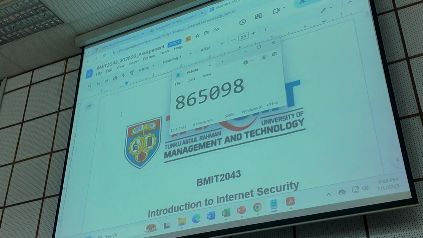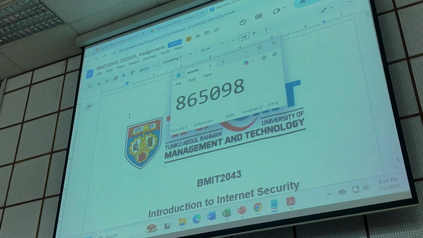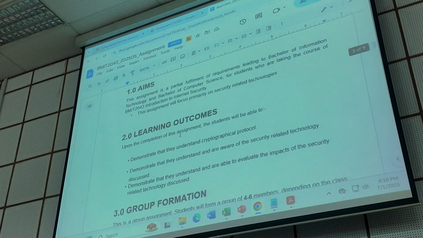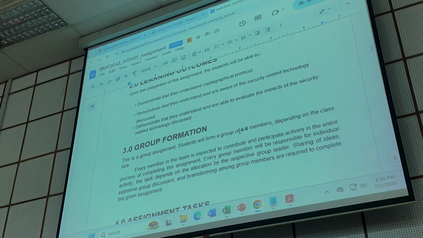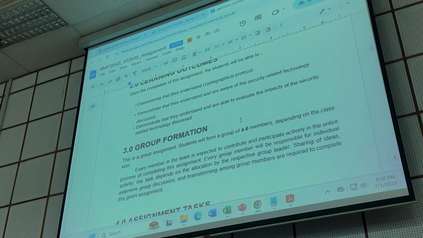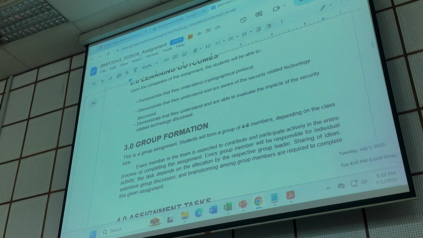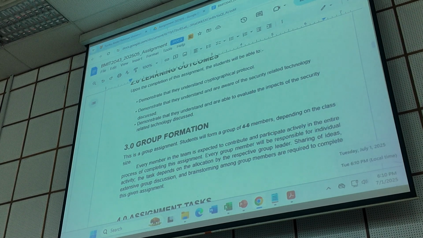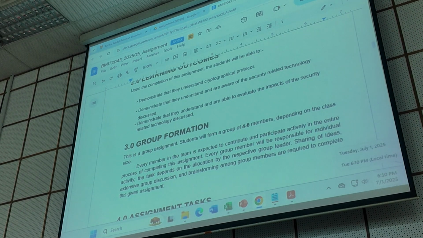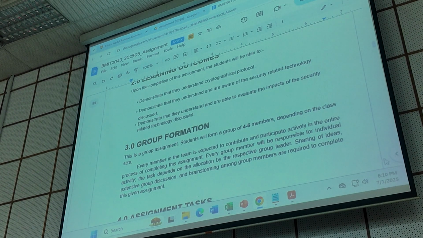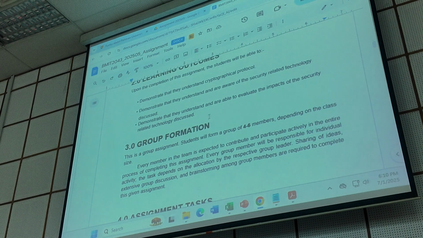Class, I already posted the assignment in Google Classroom. So for the assignment, it's 4 to 6 members in one group. Okay, but it depends on the class size. You can double confirm with your tutor if they allow 7 students in one group. It depends on your tutor.